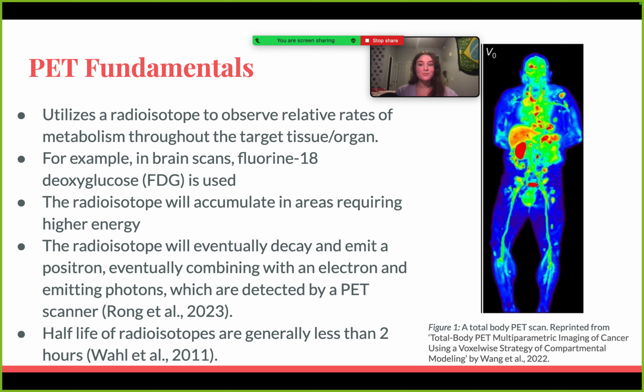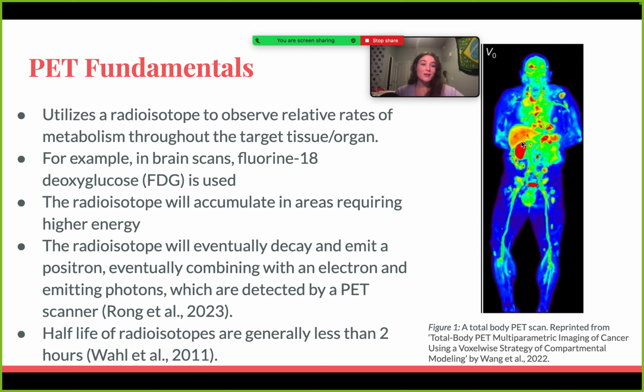in those areas. Eventually, these radioisotopes will decay and emit positrons, which will eventually combine with electrons and emit photons. And these photons are what's being picked up by the PET scan. And when these relative amounts of photon emissions are picked up by the PET scan, we can generate images like this, which is a really great full body PET scan.